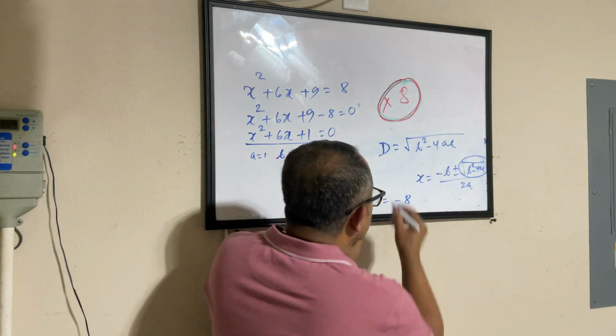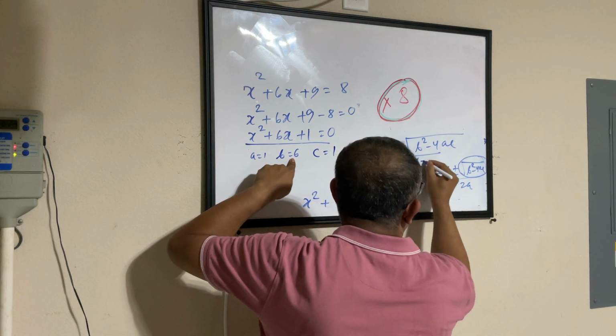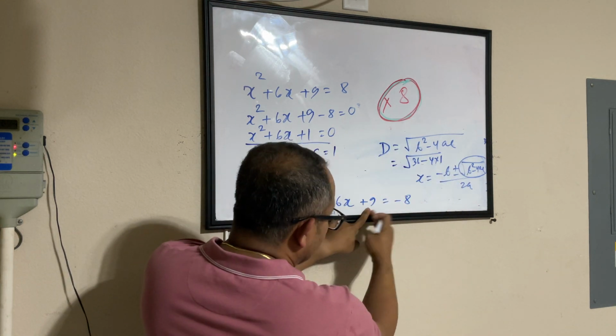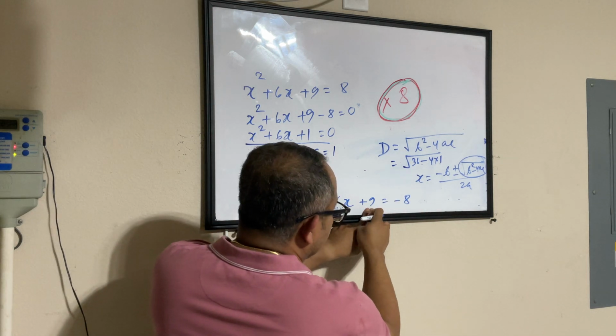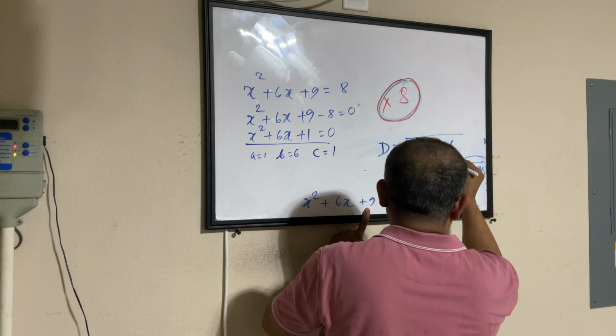So this is b square. B square is 6 square, 36, minus 4 into a is 1. And in this case c will be, this 8 comes to this side, this becomes 17. 9 plus 8, 17. Into 17.